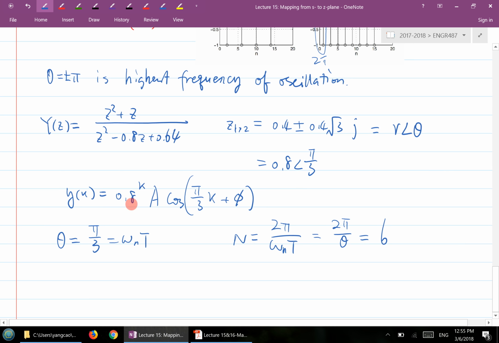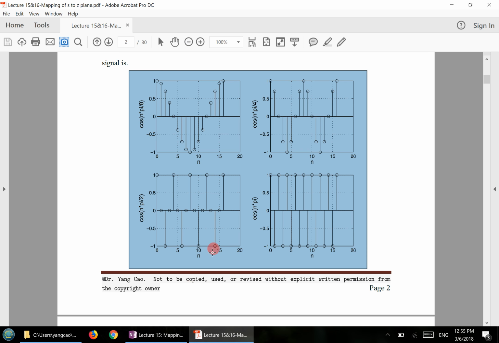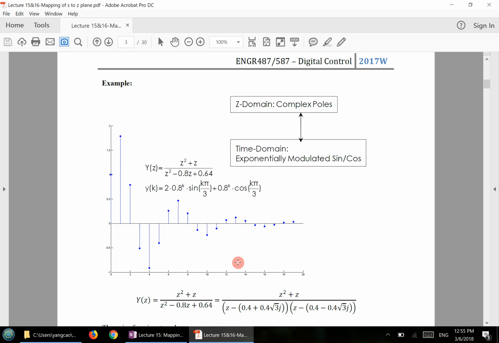Okay, and because the r here is 0.8, less than 1, we can know for sure that this signal will go to 0 as k goes to infinity. Okay. And here's a graph of this signal, so you can take a look at this. What it means is it goes up and down, right, and then starts to repeat like this. So you can see 1, 2, 3, 4, 5, 6.